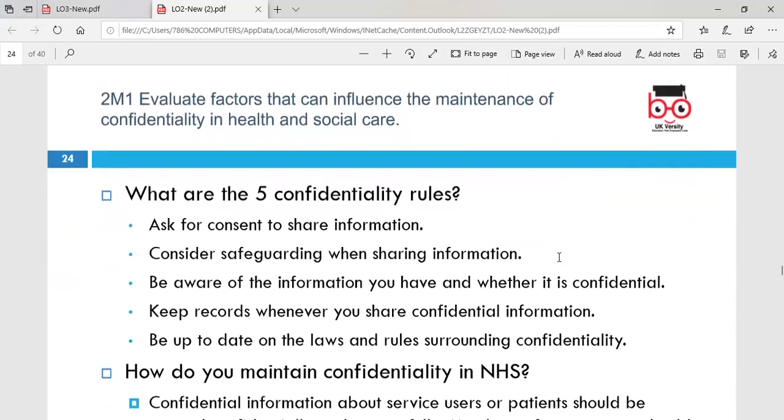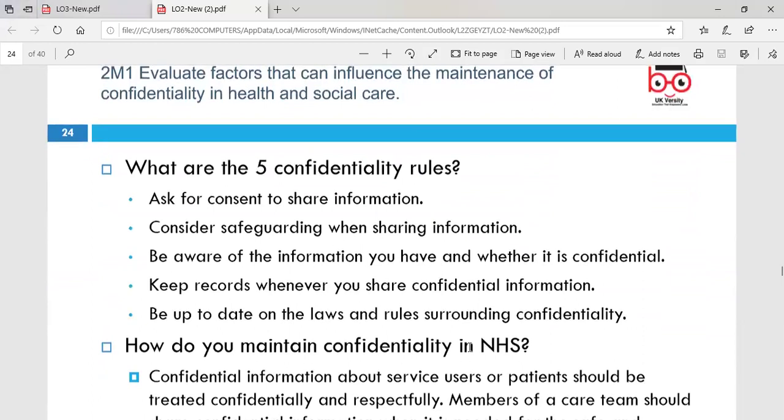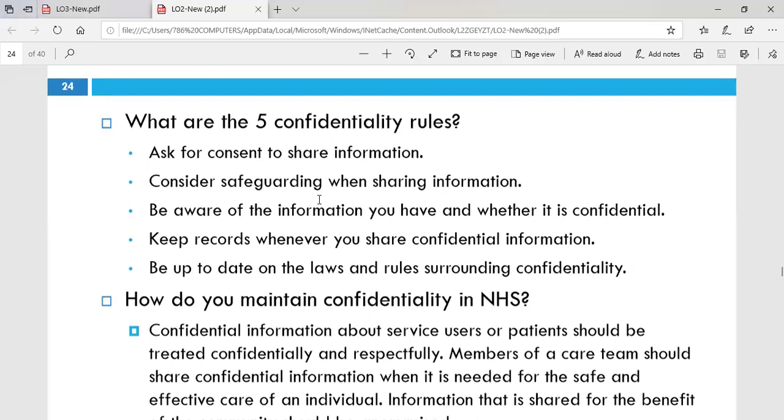So this is the last slide that I will be talking about because of the time. There are certain factors that you have to evaluate that can influence the maintenance of confidentiality in health and social care. These five confidentiality rules should always be in front of you. First, ask for consent to share information. Always ask that.